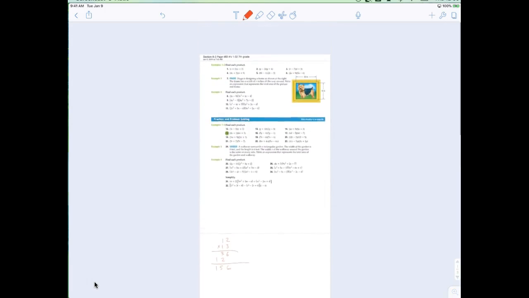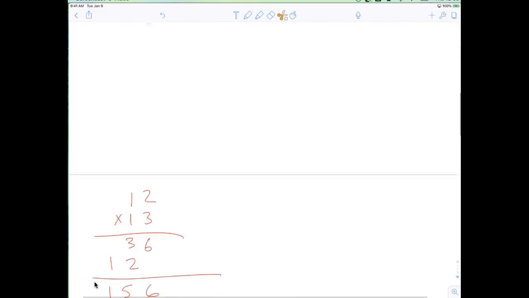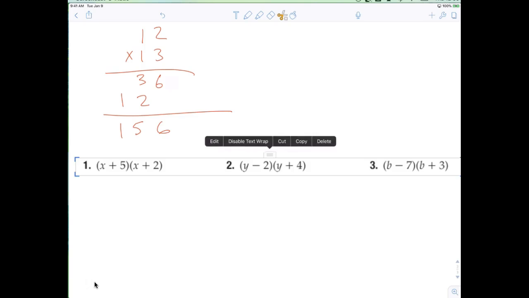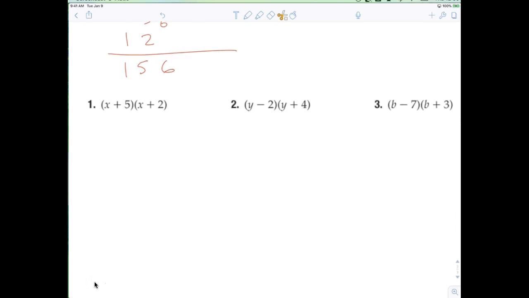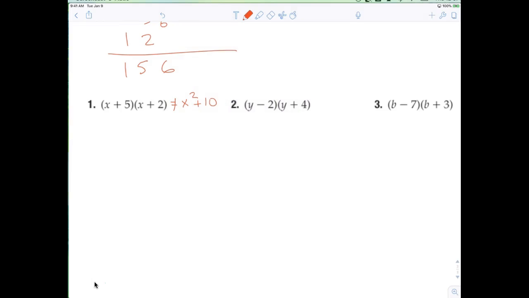Let me just pull it back up here real quick. I want you to take a quick look at this now. Most people, if I said, what is x plus 5 times x plus 2, they would say it's equal to x squared plus 10, but that is not true. Make sure you see that. Most people just accidentally multiply x times x and 5 times 2. Here is the real way.